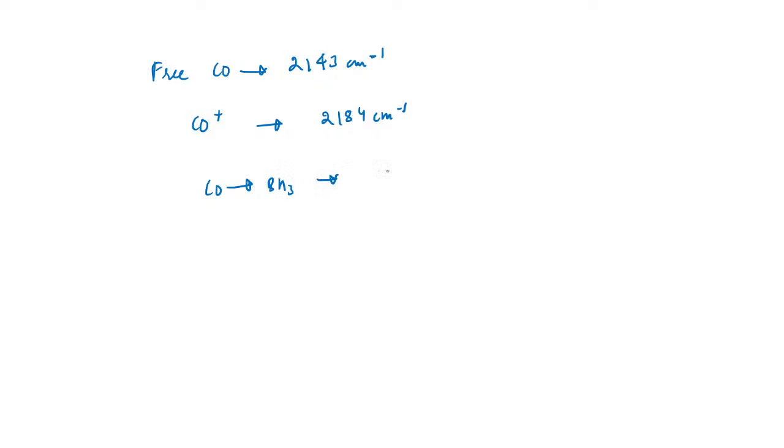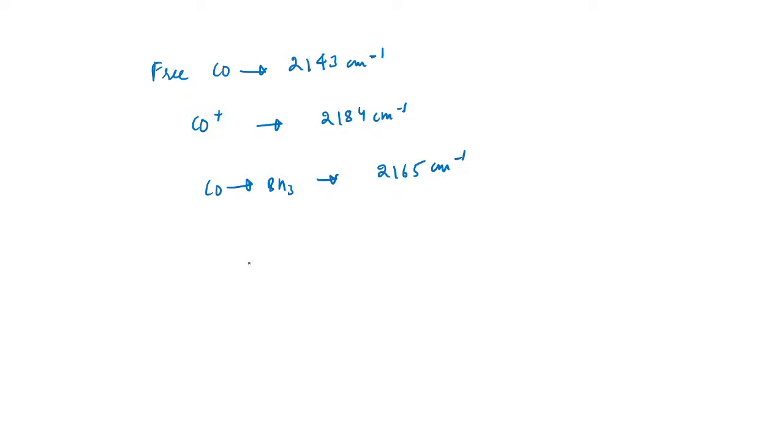Okay, one more thing I want to share, just like this information for nitrosyl. Let's learn carbonyl stretching frequency also, because that is also important. So basically, when you have free CO, the stretching frequency is somewhere around 2143 cm⁻¹, and when you have CO+, the stretching frequency is around 2184 cm⁻¹, and when you have CO connected to BH3, the stretching frequency is 2165 cm⁻¹.